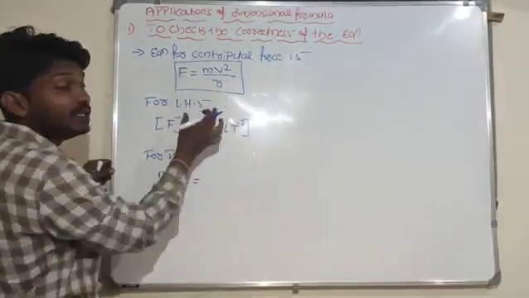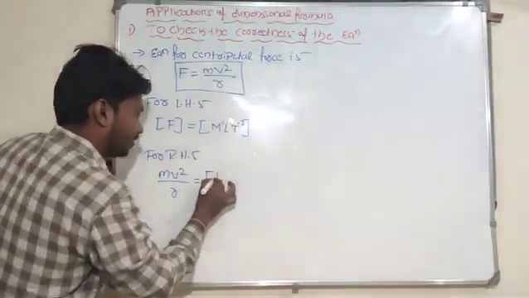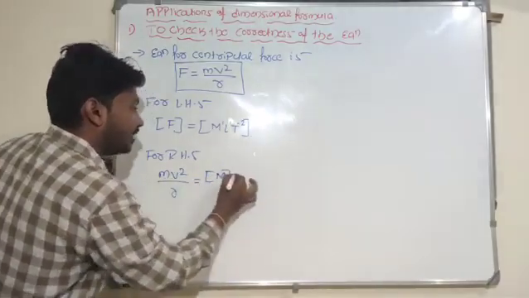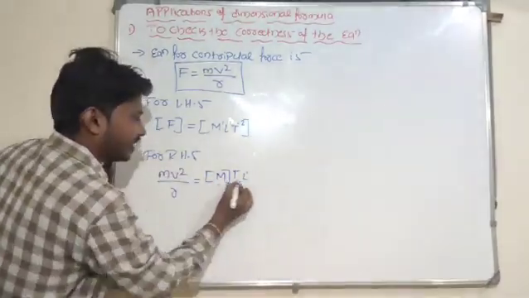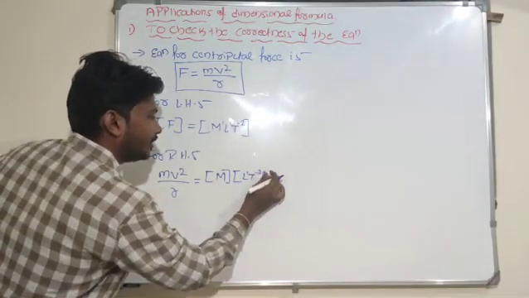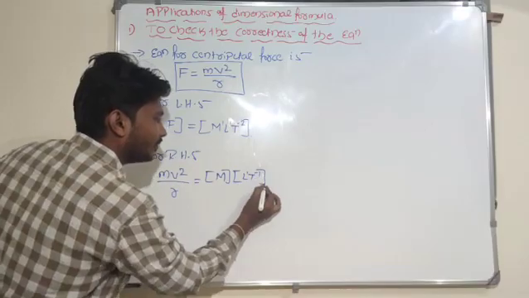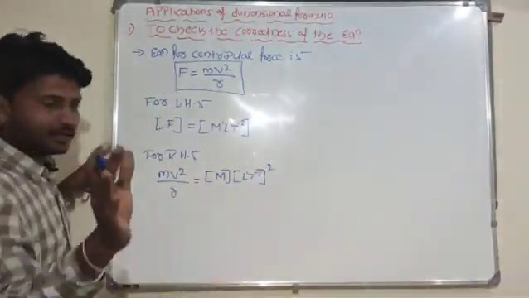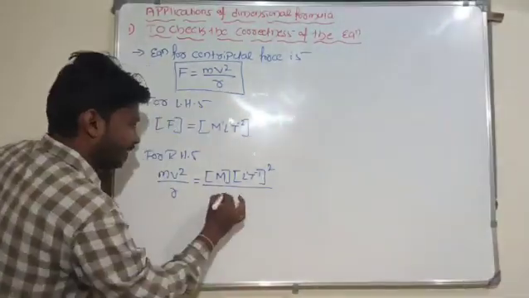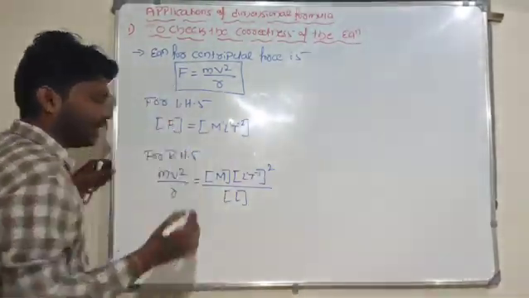What are the right hand side terms? The dimensional formula for mass is M, and velocity squared is there. Velocity means L^1 T^-1. So what is the dimensional formula for velocity? L^1 T^-1. Here the square is there, so I can write it as a square here, divided by radius, which is also in terms of length only.